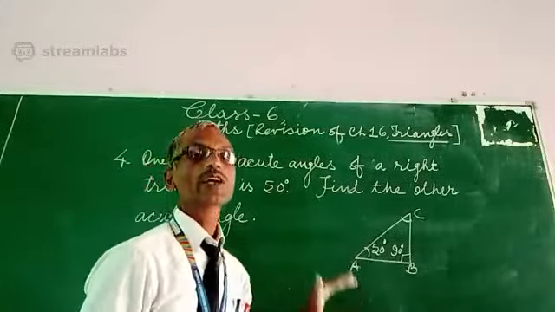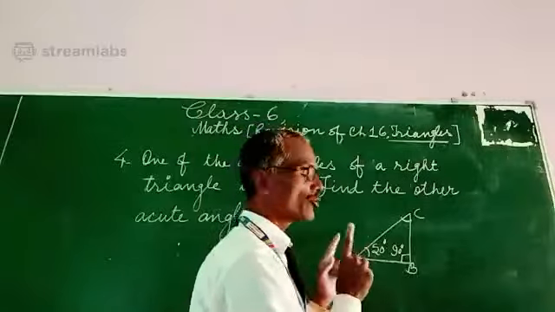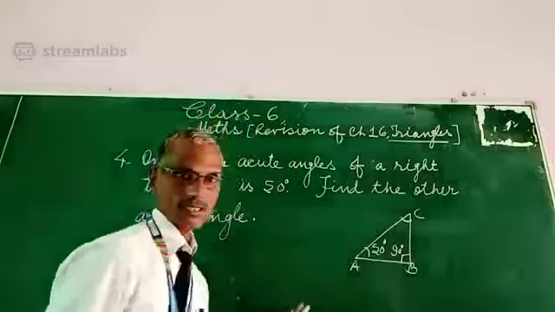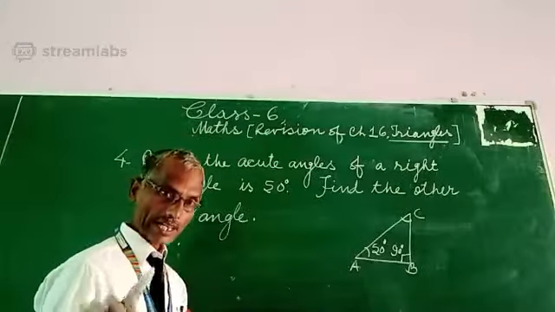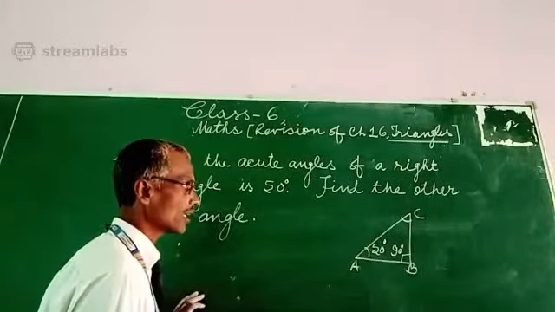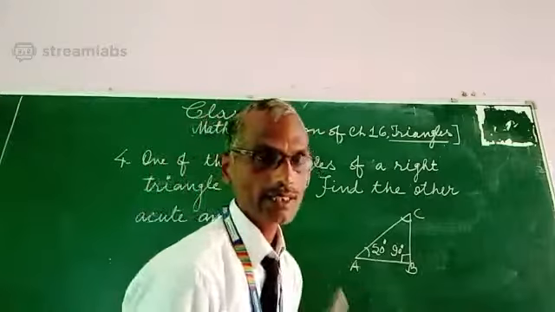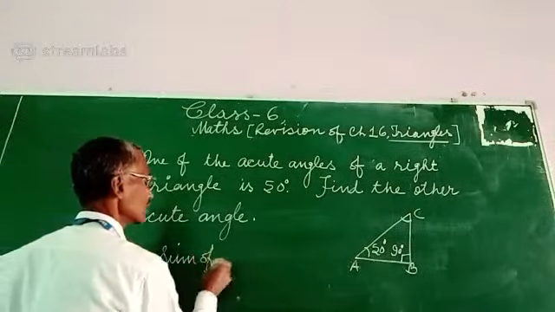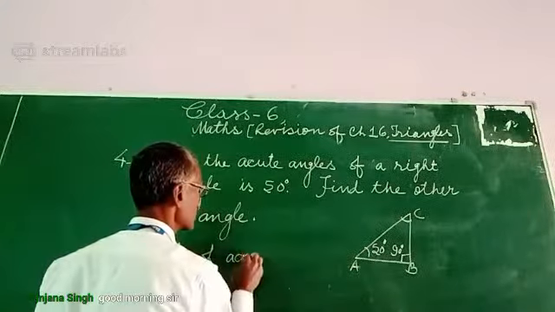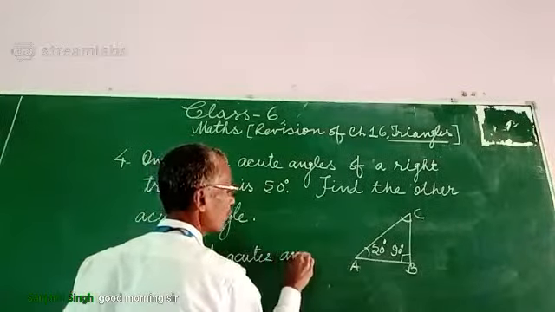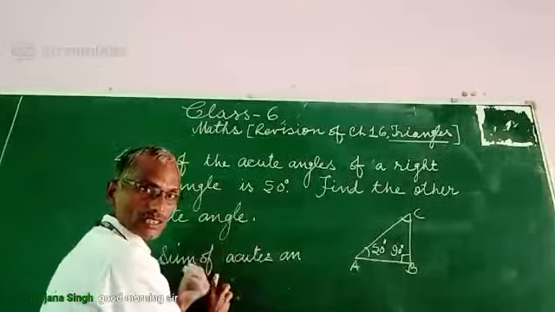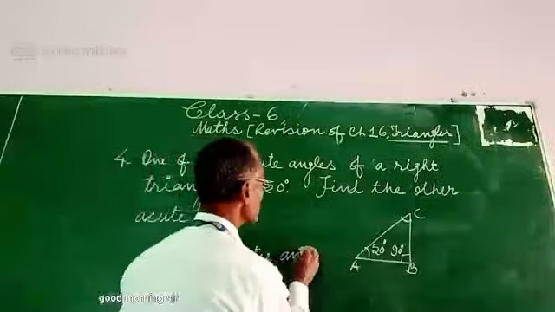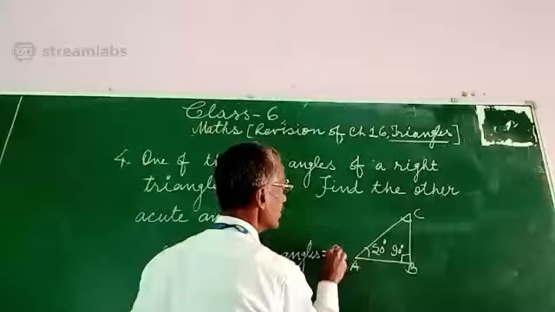For solving it, you can use the formula: the sum of acute angles in a right angle triangle is 90 degrees. Clear? Acute angles means the sum of the measures of the acute angles. The sum of acute angles is equal to 90 degrees.